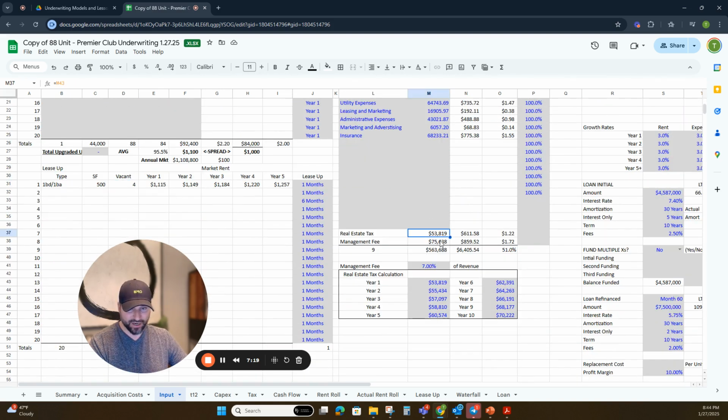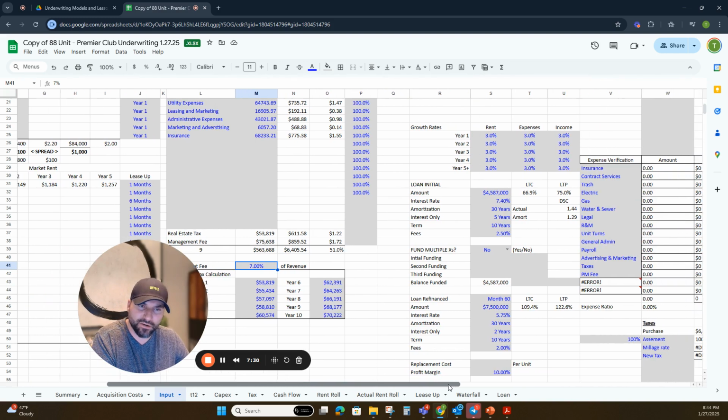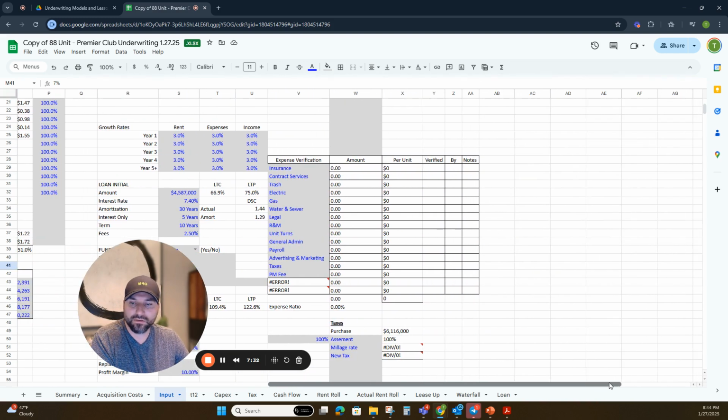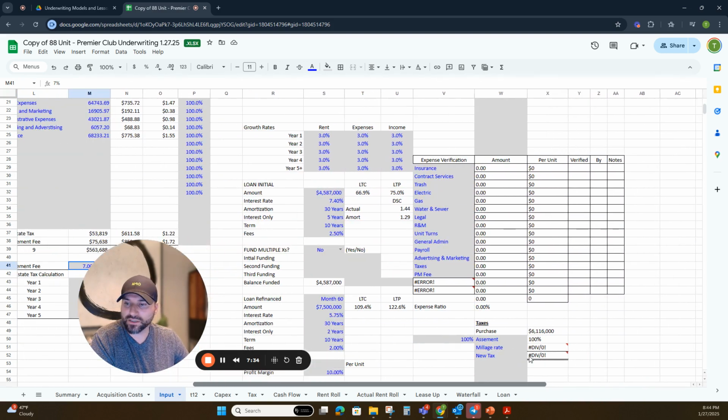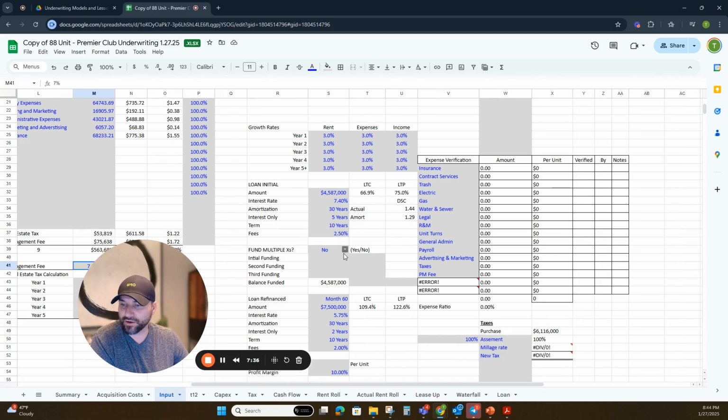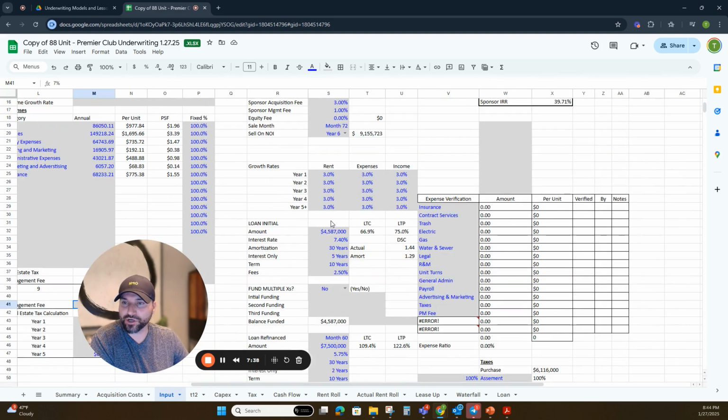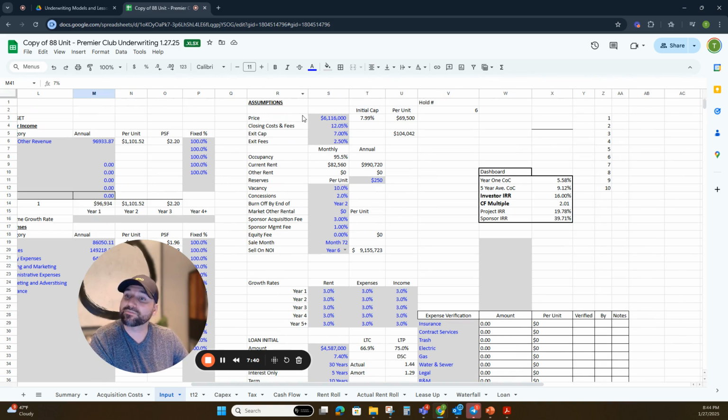We have our taxes here. We've got our management fee here. Management fee is 7% of revenue, right? It could be higher, it could be lower. If you find a manager that's at 4%, you want to change that in your model. If we scroll over here, let's see. If we scroll over here, this is going to show you your assumptions, right?